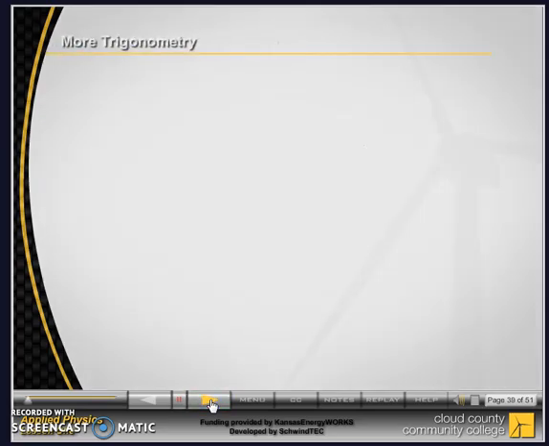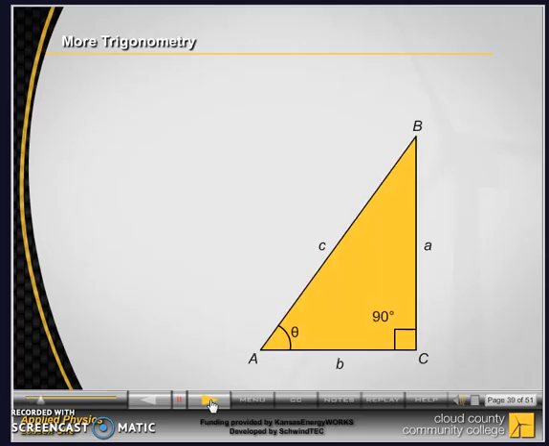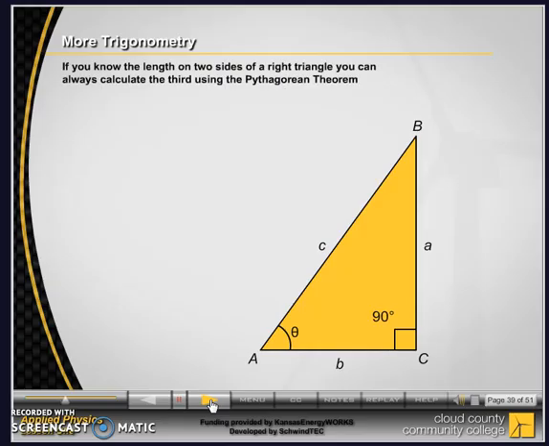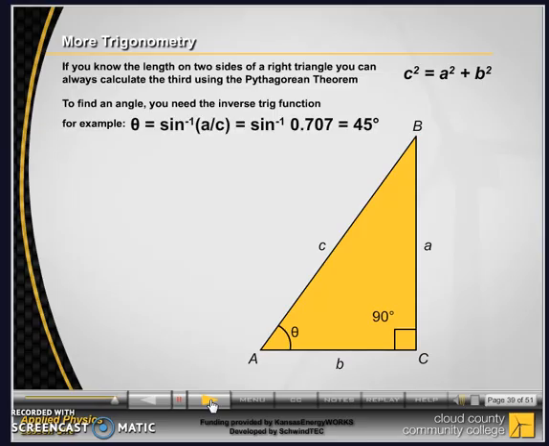Here is some more trigonometry. The previous page gave you the basic definition of right triangle trig properties. You will have another detailed lesson which will explain some applications of trig later in this course. If you know the length on two sides of a right triangle, you can always calculate the third using the Pythagorean theorem. Likewise, if you know the lengths of two sides of a right triangle, you can calculate the angle using the trig ratios or using the inverse function to go from the ratio back to an angle value.